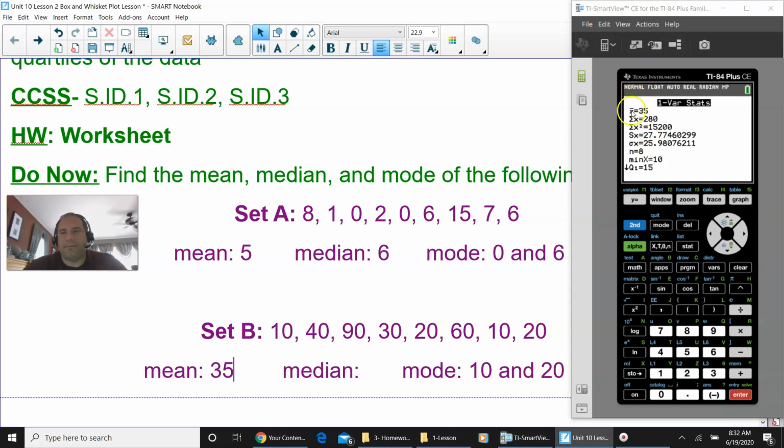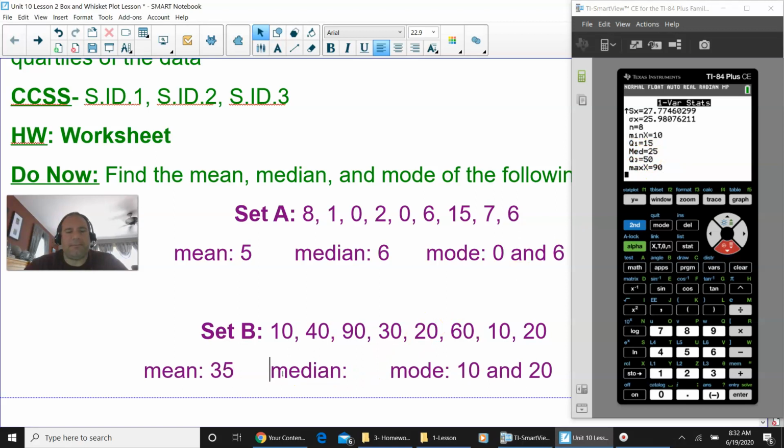It's right here. And then the median, which is down below, which is right here, median is 25. That's the middle number. Okay, so that is about it with that, and those are the answers. Hopefully you were able to do that in your calculator.